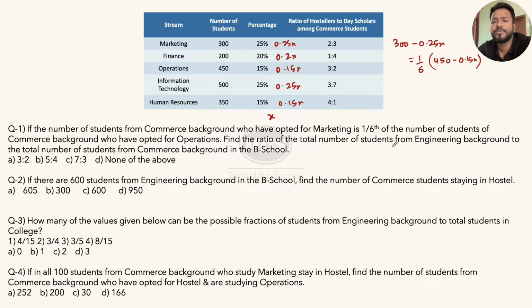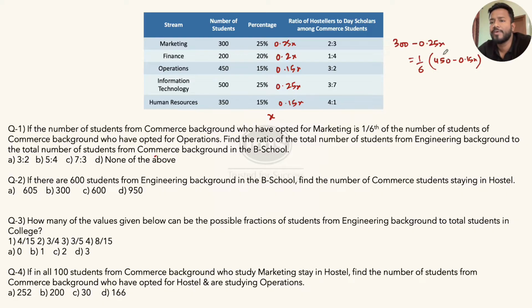Find the ratio of the total number of students from engineering background to the total number of students from commerce background in the B school. So we'll have to figure out the total number of engineering students, because the total number of students is already given. We can just add these and subtract the total number of engineering to figure out the total number of commerce students, right? So first let's solve this particular equation.